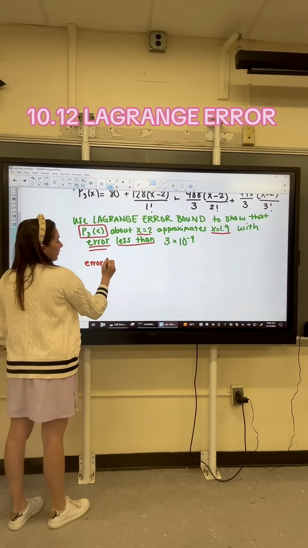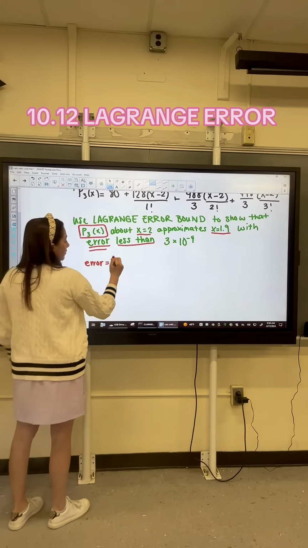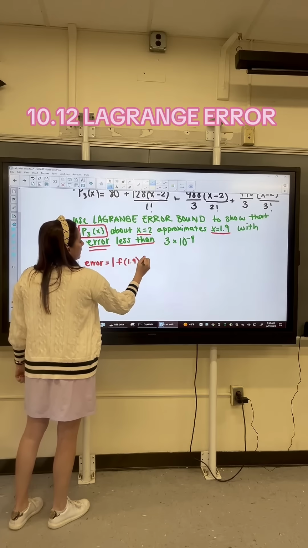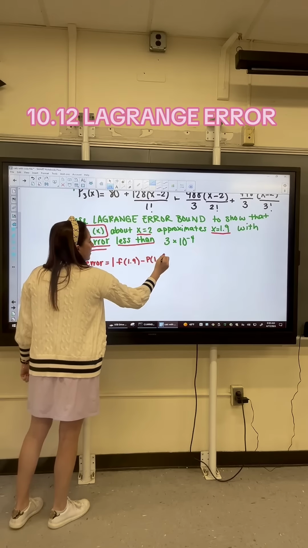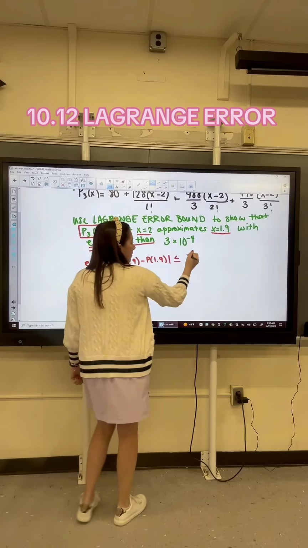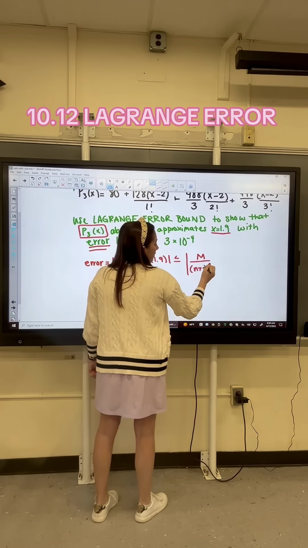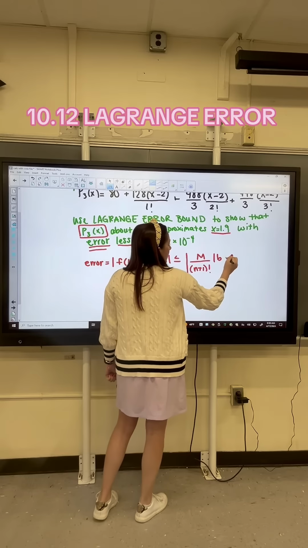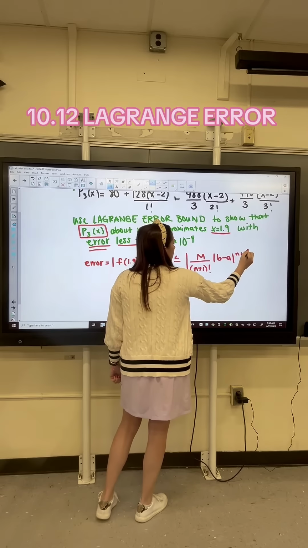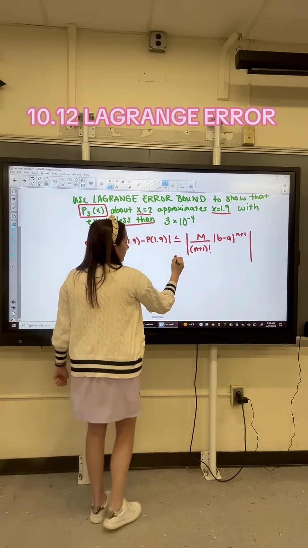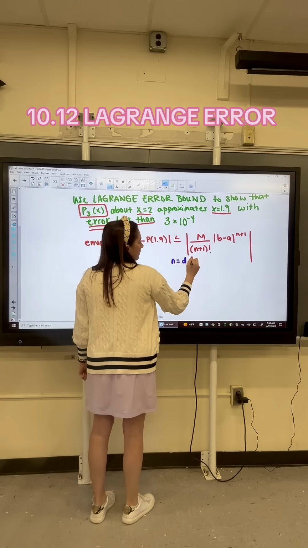So when you have error here in using a series to approximate a function, the error is going to be the absolute value, because error is positive, of the function at 1.9, so the true value, minus the polynomial value at 1.9. And it's going to be less than or equal to M over n plus 1 factorial, absolute value of b minus a to the n plus 1, and that's all in an absolute value. So we got a lot of variables going on here. We're going to define what everything means.